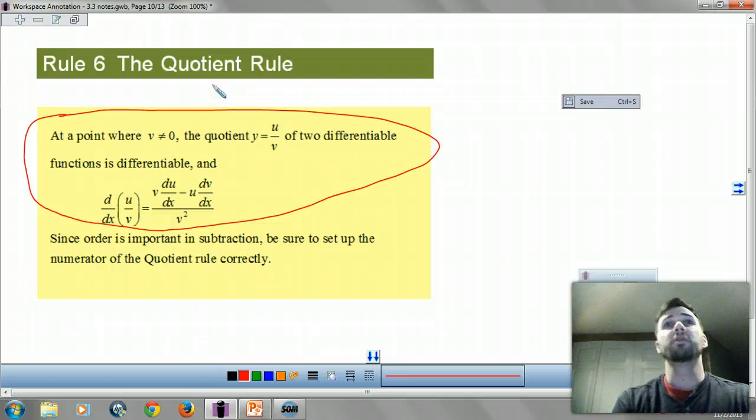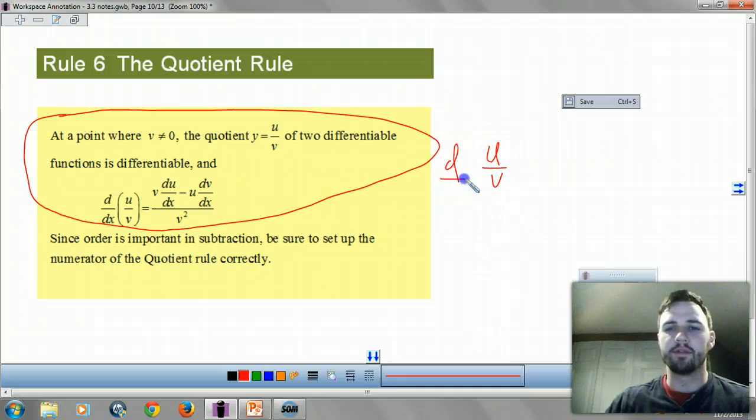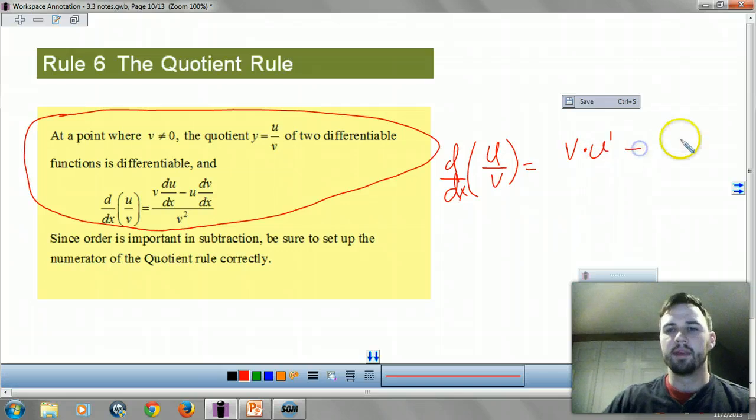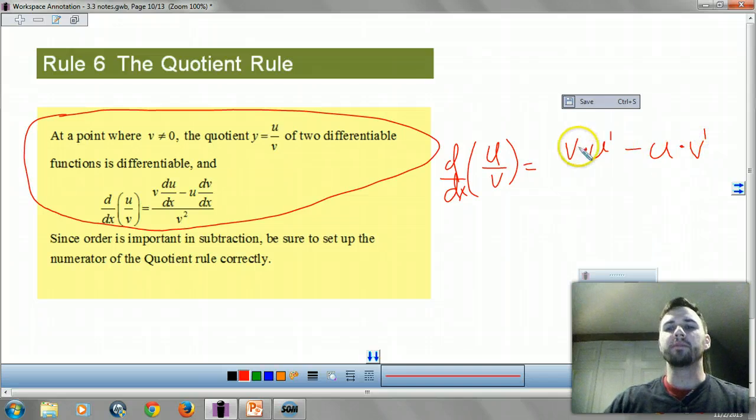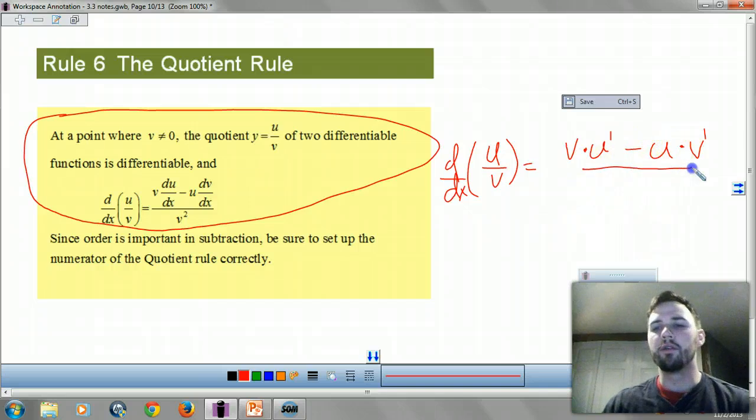Now, I know your question is going to be, Mr. Williger, are you going to give us this formula? And the answer is no. Okay, let's get to it. Another way to write it, the way I would write it, would be if you're trying to find your derivative of this beast, it's v times u prime minus u times v prime. So it's your bottom times the derivative of your top minus your top times the derivative of the bottom all over the bottom squared. Okay?